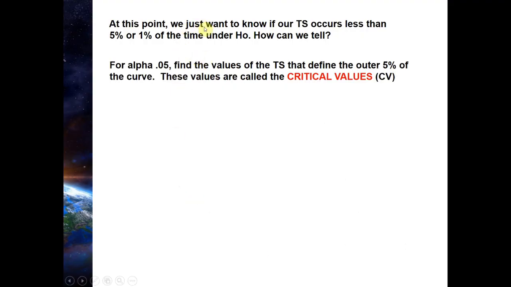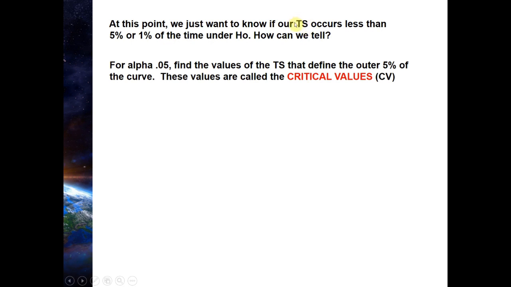Right. So now we have to figure out, how do we know if our test statistic occurs less than 5% or 1% of the time under H0 if we don't have SPSS? What if COVID knocks out all of our computers? It knocks out SPSS. How are we going to figure out what the probability of our test statistic is under H0?